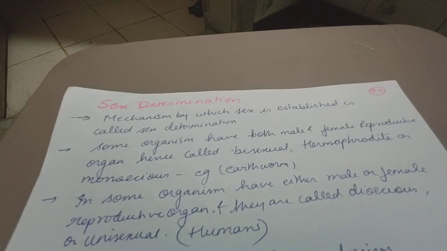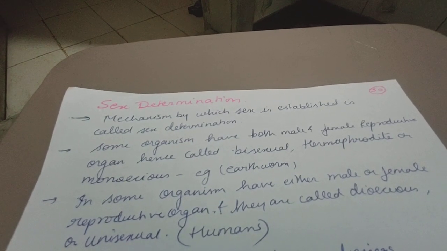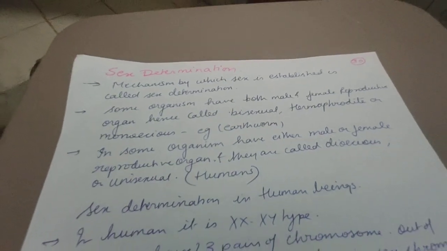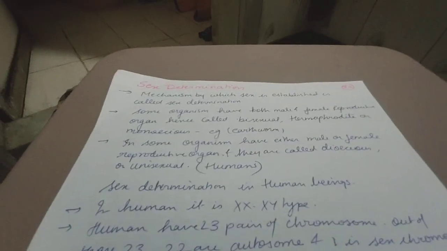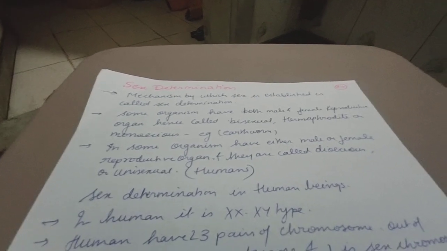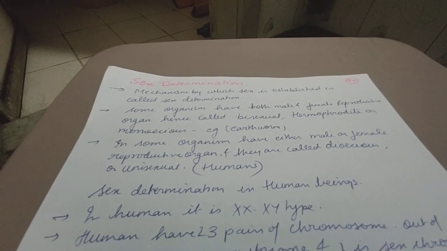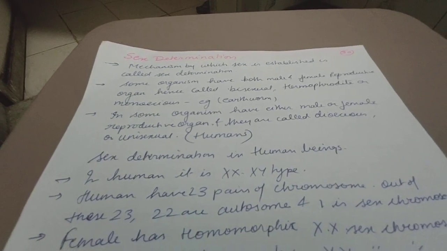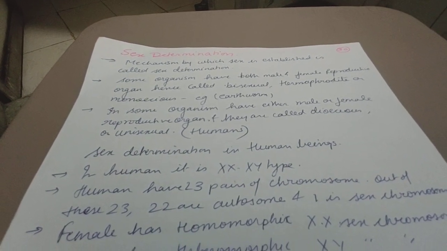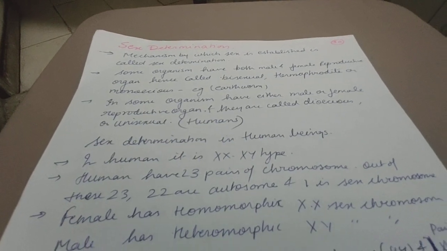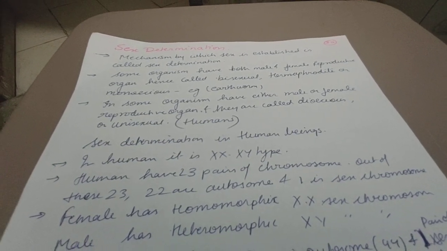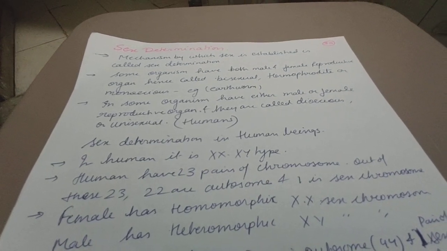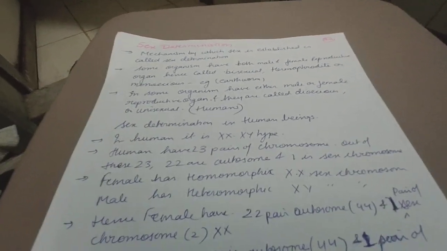In plants we have seen many flowers are bisexual and many flowers are unisexual. First we will talk about sex determination in human beings. In human beings, sex determination is XX, XY type. Humans have 23 pairs of chromosomes, and out of these 23, 22 are autosomes and one is the sex chromosome. Female has the homomorphic XX chromosomes, and male has the heteromorphic XY chromosomes.